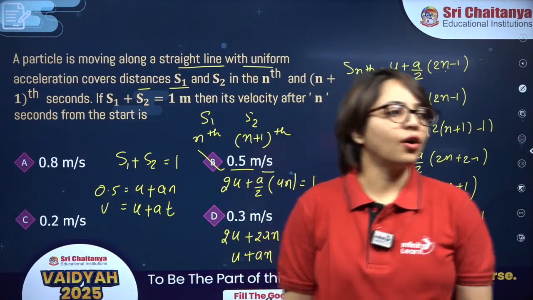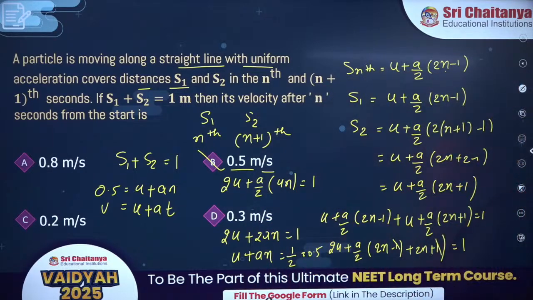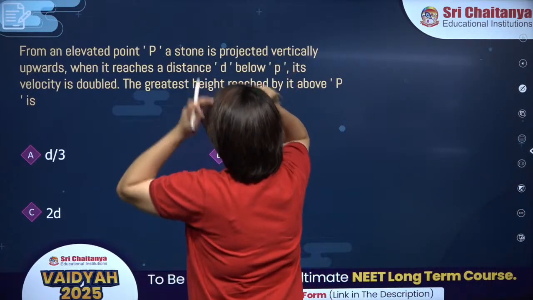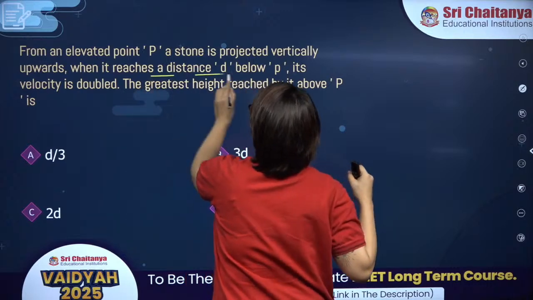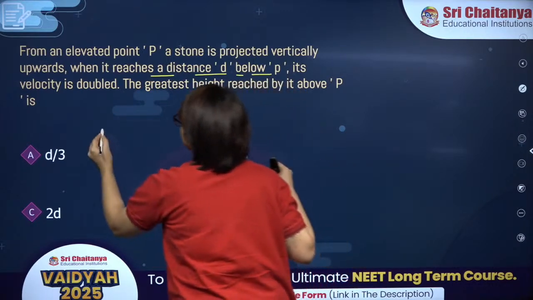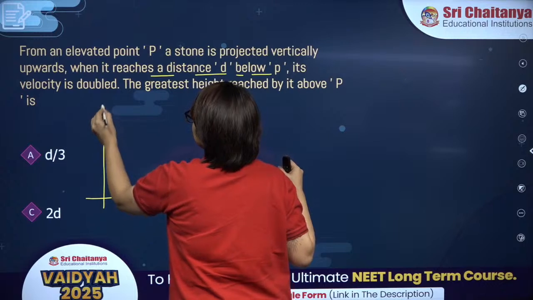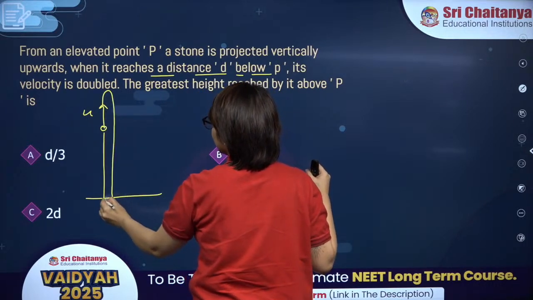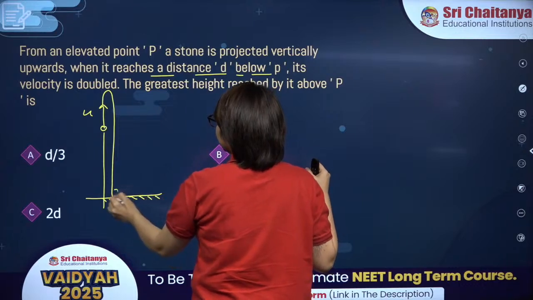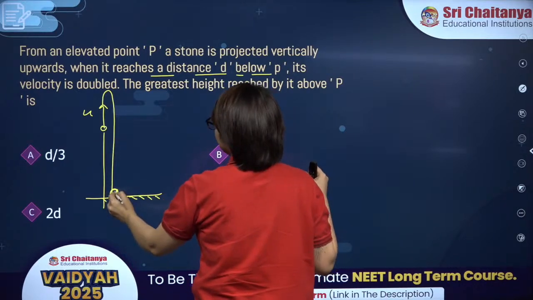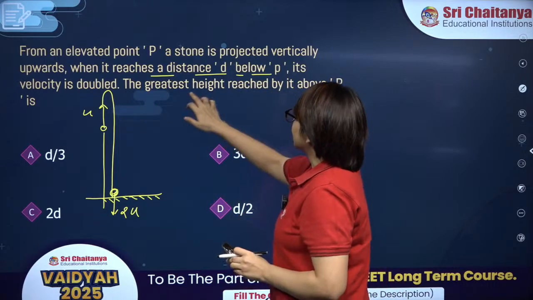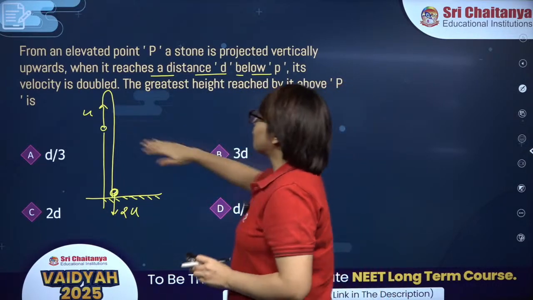Hello Chintu. Alright. Next is this question everyone. Try this one. From an elevated point P, a stone is projected vertically upwards. When it reaches a distance d below point P, its velocity is doubled. Okay, the stone is projected vertically upwards with speed u. It will go up and then it will come down like this. So when it reaches the bottom, its speed is 2u, 2 times the initial speed. The greatest height reached by it above point P is?